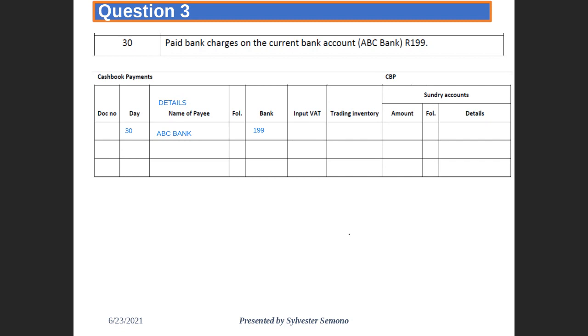Sundry. Okay, what must I write under sundry? Under which column? VAT. Yes, I agree with you. Calculate VAT for me. Remember, bank charges are VATable. So how much will be the input VAT? 25.96, okay. Thank you so much.